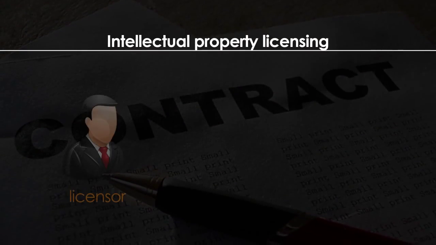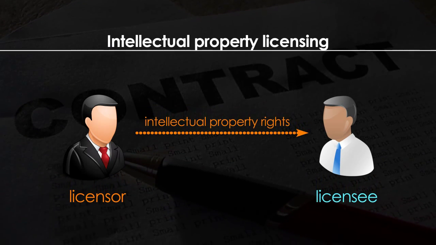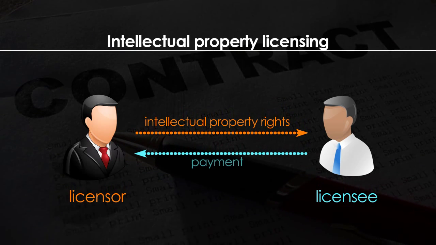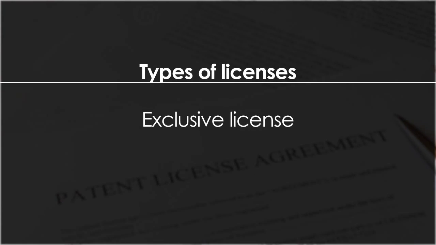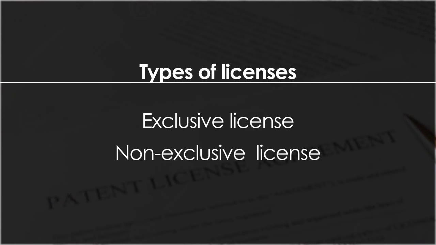Intellectual property licensing refers to how the licensor, the holder of the intellectual property rights, allows a third party to make use of the rights in return for a certain amount of payment from the licensee. Licenses can be divided into either exclusive or non-exclusive licenses, depending on the terms set by the licensor.